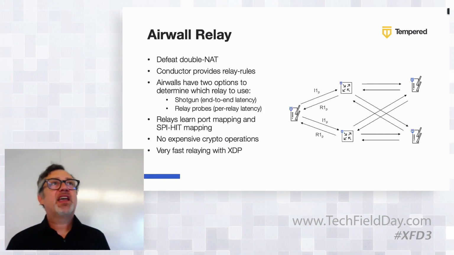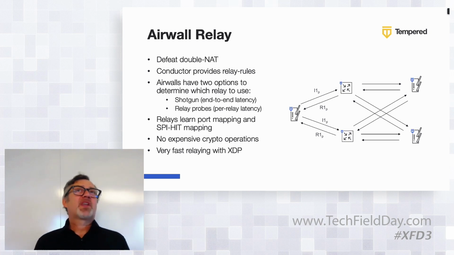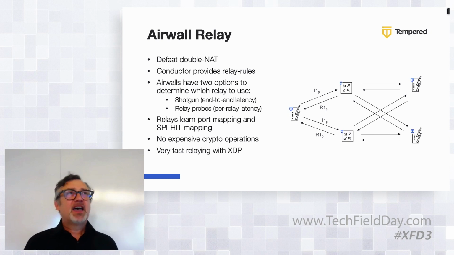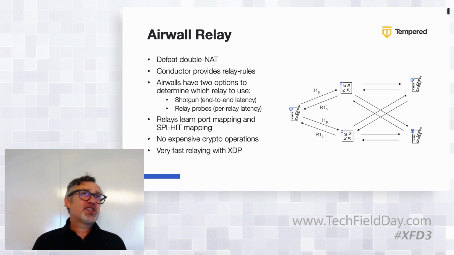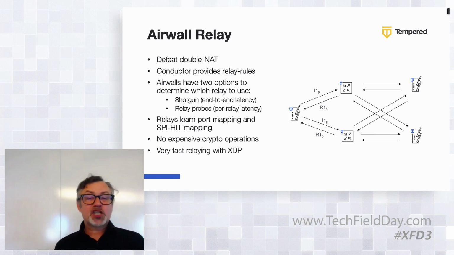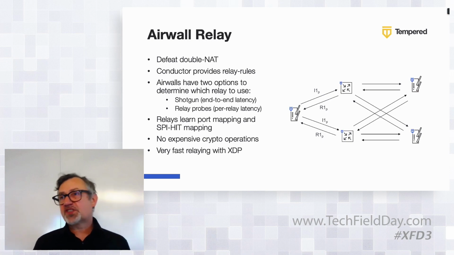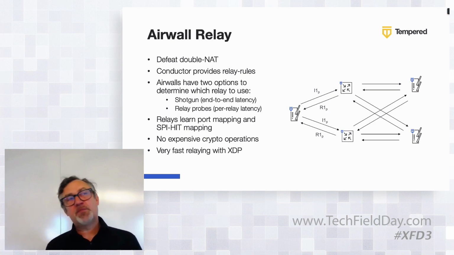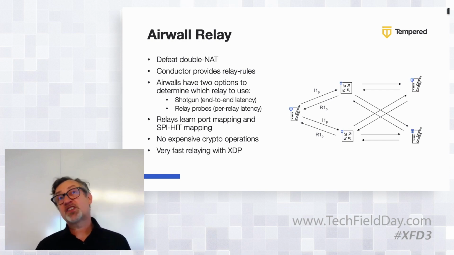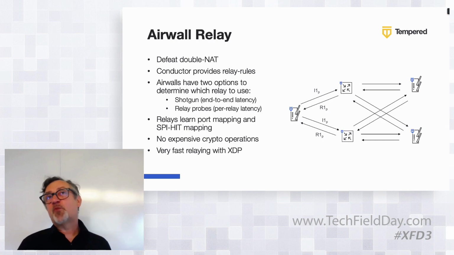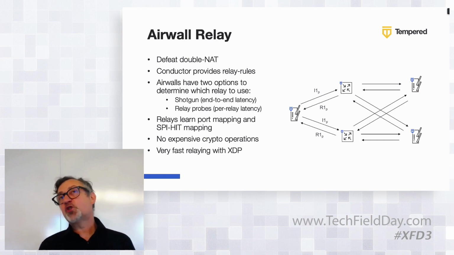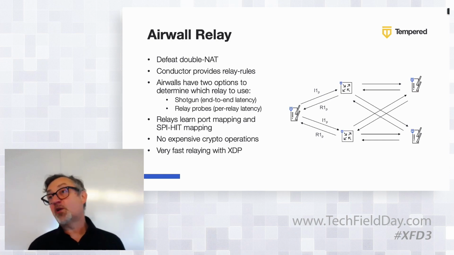A few things about the relay. So the relay is Tempered's answer to defeat double NAT. Essentially the way this works is the conductor provides what's called relay rules. So any air wall can be told to have various types of relay connections to peer air walls. From the perspective of a single air wall, you end up with basically multiple relays that could be used to talk to a peer air wall.